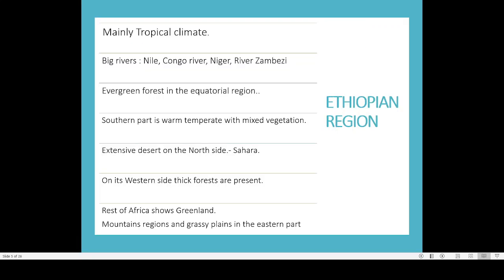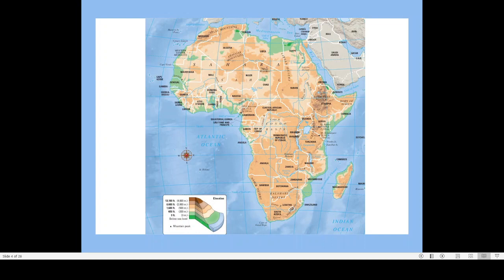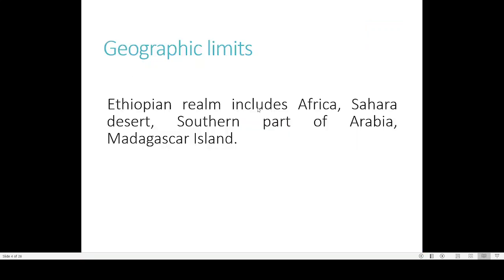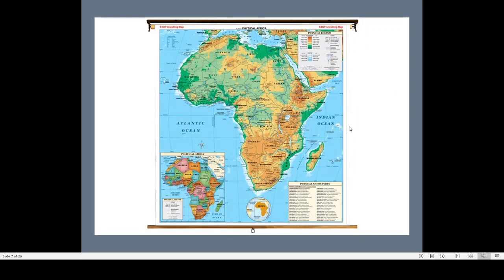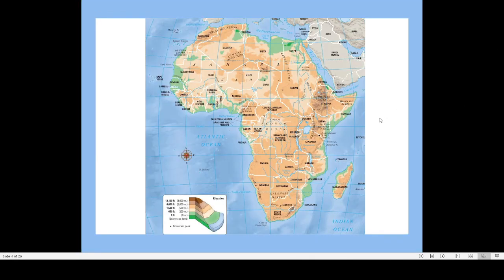Then what is the peculiarity of Africa? It has a tropical climate. That is one of the important features of Africa. The Ethiopian realm has a tropical climate. Here you can see the equator. This line is the equator. I think this is the equator. Okay, this is the equator.